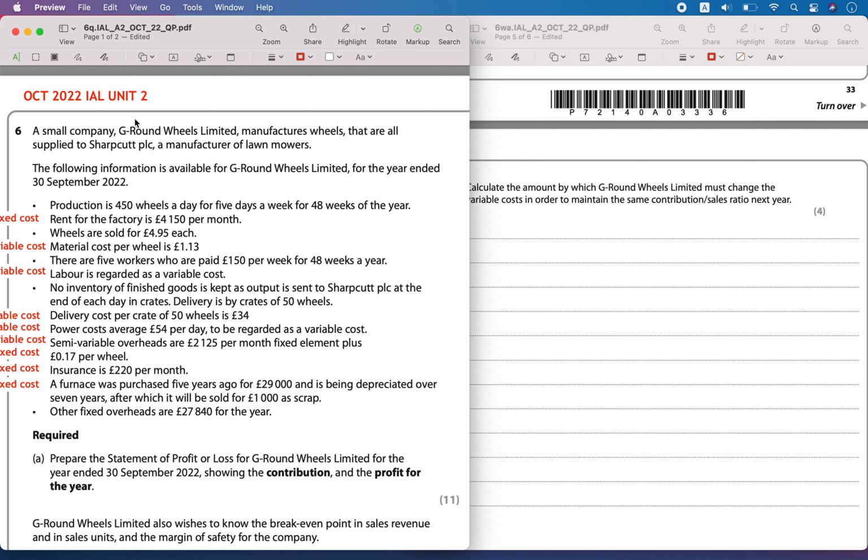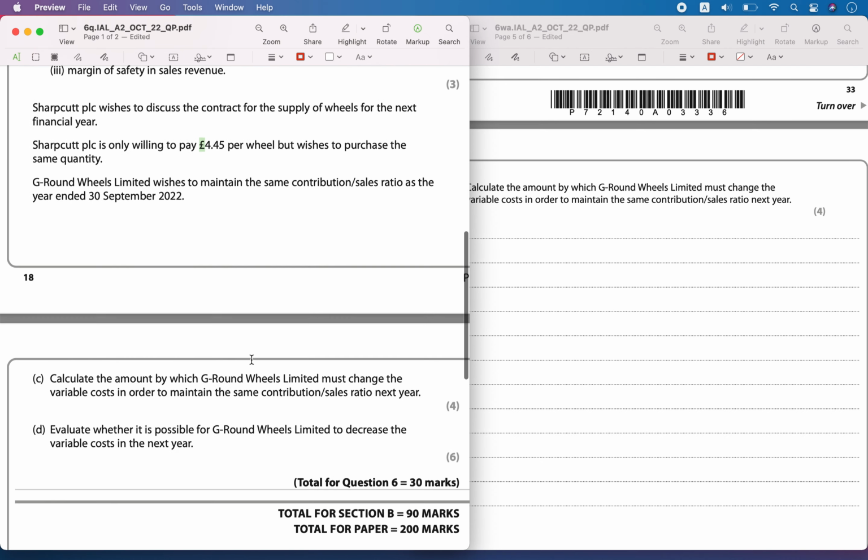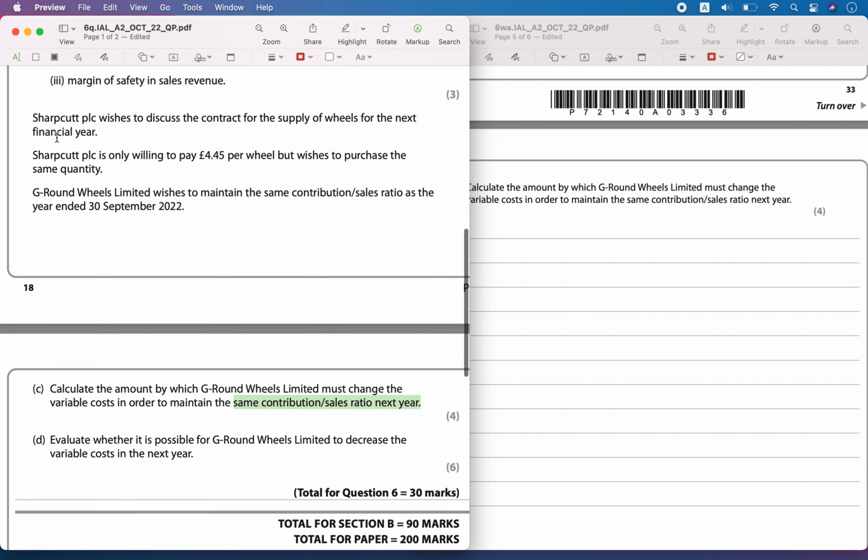Hello, today we are solving October 2022 IAL Unit 2 question number 6, part C. Calculate the amount by which G Round Wheels Limited must change the variable cost in order to maintain the same contribution to sales ratio next year. So they have given a certain amount of information.